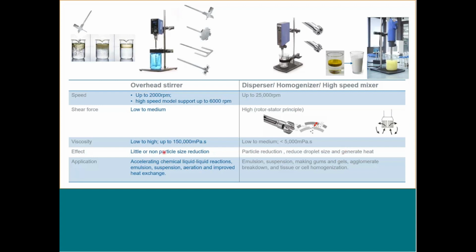Okay, and what are the recommended applications for the overhead stirrer? We can use it for accelerating chemical liquid reactions, making emulsions or suspensions, aeration for fermentation processes or wastewater treatment, and also it can be used to improve heat exchange during reactions. For the disperser, it's strongly recommended for making emulsions, suspensions, and making gum and gel because it can speed up the wetting process. Also, it can break down agglomerates in a few seconds. And for the microbiology or biology lab, the homogenizer is also an ideal instrument for tissue or cell homogenization.